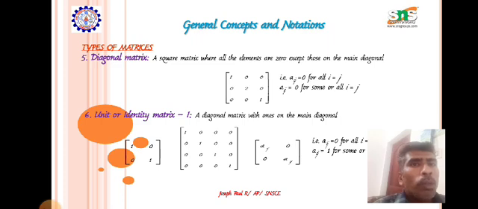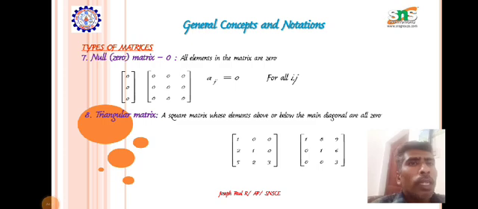Next we are talking about the unit matrix or identity matrix. It must be a square matrix, and the diagonal elements of that matrix must always be 1. That is, the principal or main diagonal elements must always be 1. Next is the null matrix. A null matrix is one where all the elements of the matrix are 0.